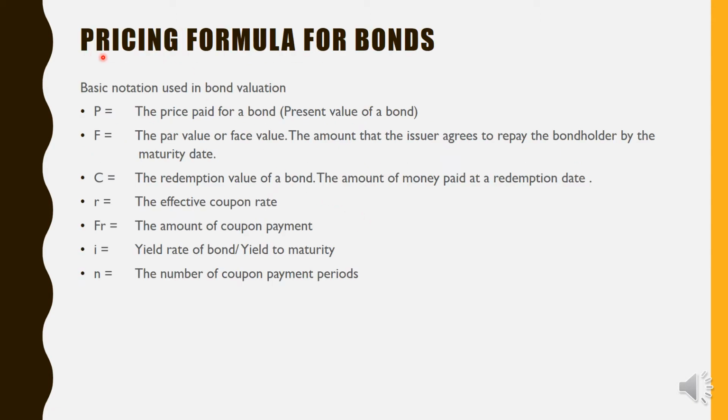Before we derive the pricing formula for bonds, we have to know some basic notations used in bond valuation. All of these are the basic notations we use in bond valuation. First one, P, which is the price of the bond. F, which is the par value or the face value. C is the redemption value of the bond. R is the effective coupon rate. The product of F and R is the amount of coupon payment. I is the yield to maturity, and the last one, N, is the number of coupon payment periods.